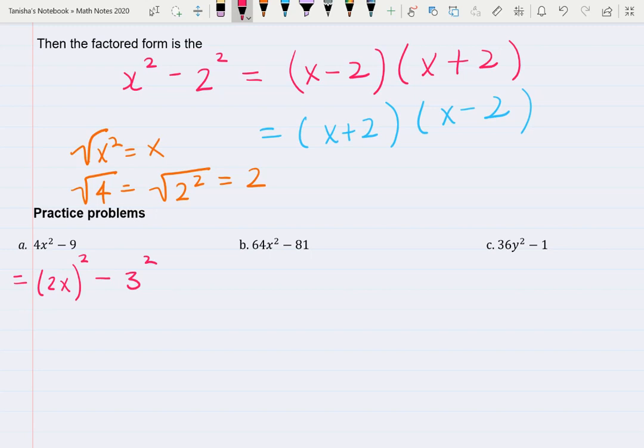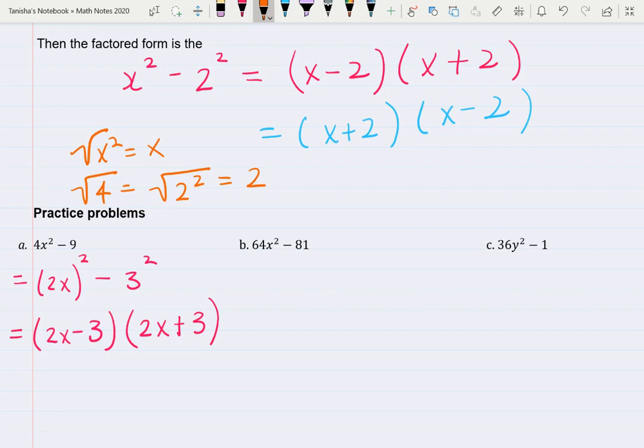So when we factor this, it's going to be the square root of the first, which is 2x, minus the square root of the second, which is 3, times the square root of the first, which is 2x, plus the square root of the second, which is 3. So again, we have a product of two conjugate binomials. And using our formula for difference of squares, we were able to factor this difference of squares.